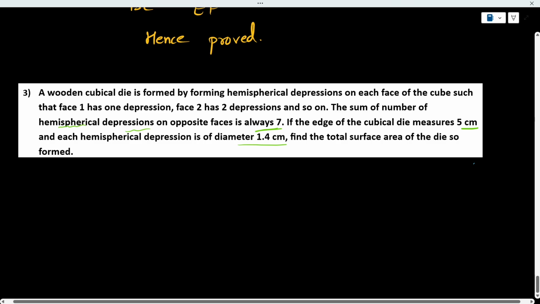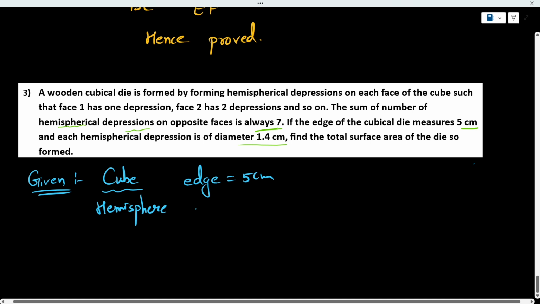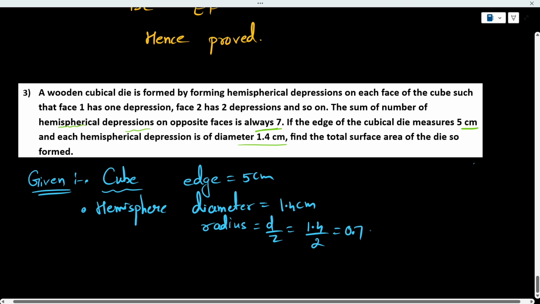So first, let us write down what is given, then we'll understand what they are asking. They are talking about a cube, and what is the side or edge of the cube here? Edge is given as 5 centimeter, right? And for the hemisphere, the diameter of the hemisphere is given as 1.4 centimeter. That means the radius of the hemisphere is going to be half of the diameter, which is d by 2, which is 1.4 by 2, which is 0.7 centimeter.